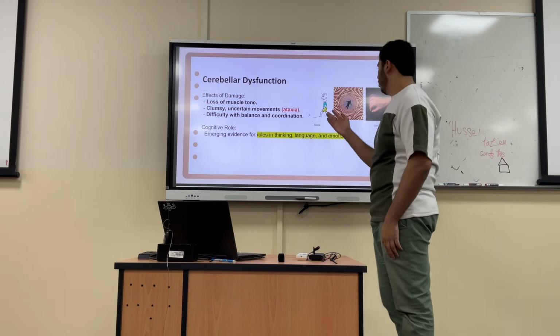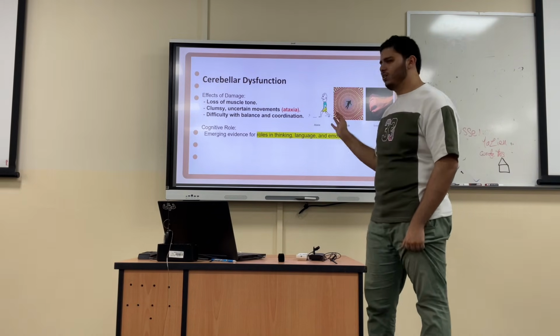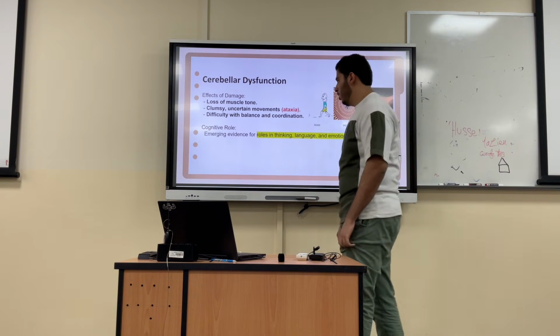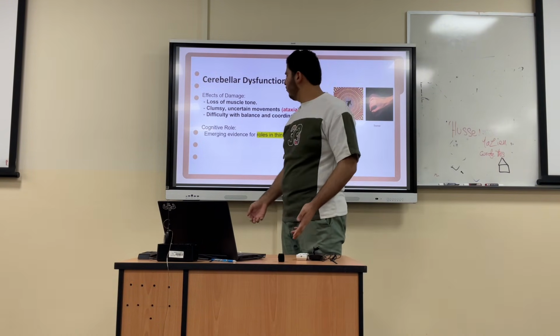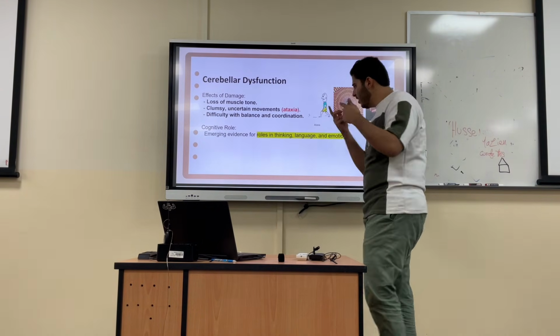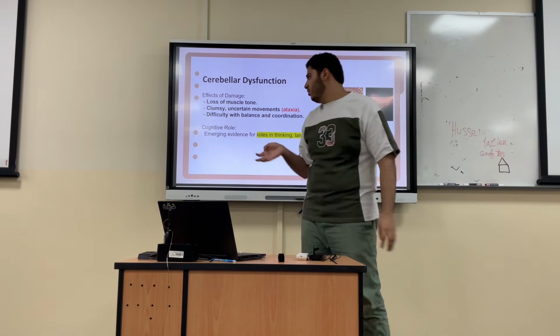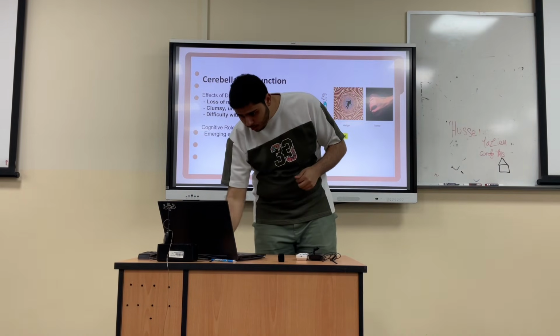Difficulty with balance and coordination, vertigo. It's called vertigo, but you do not need to know it. Only ataxia. There is also a cognitive role for the cerebellum. Emerging evidence shows roles in thinking, language, and emotion, but it's not that important compared to the upper one.